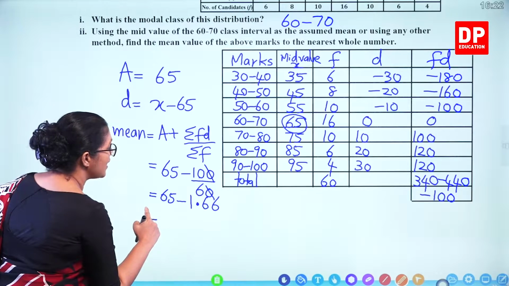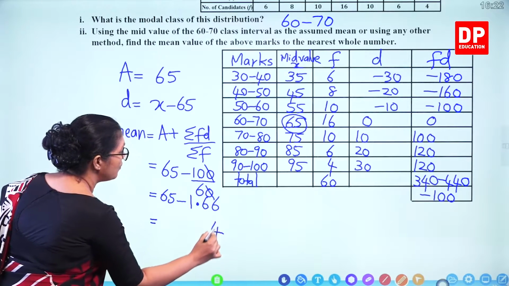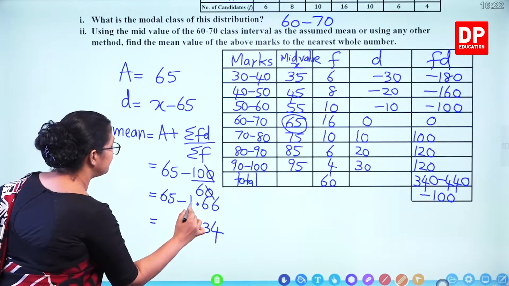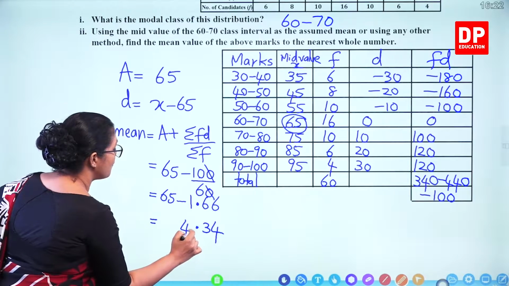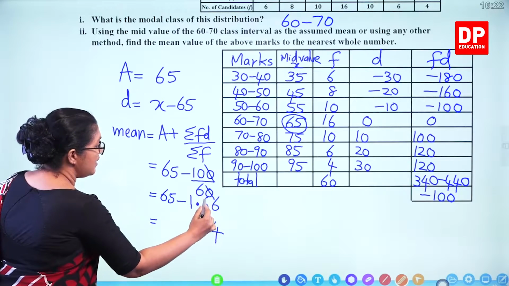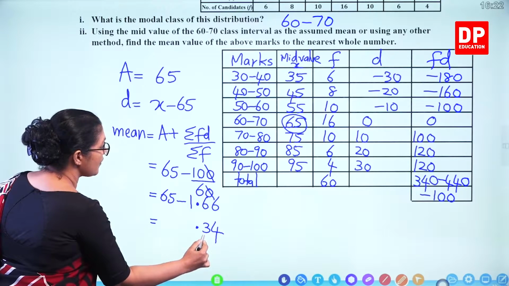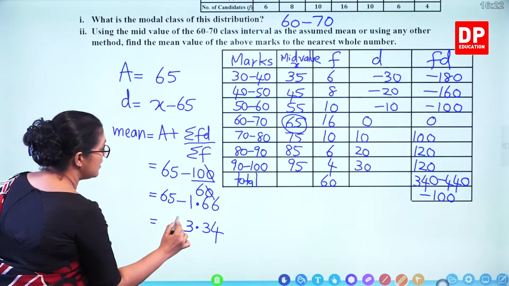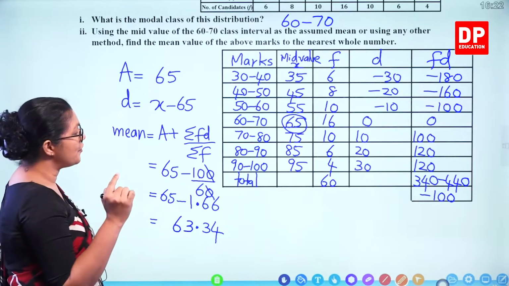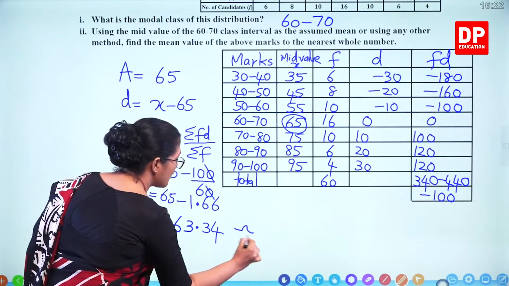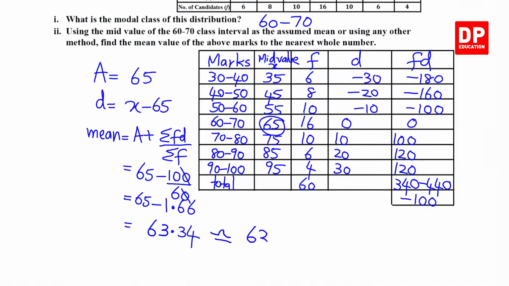65 minus this means 4, 3. So here 10 and here 10. 1 remaining. 2, 3 here and 6. 63.34. But you need to the nearest whole number. So you get 63 is the mean mark.